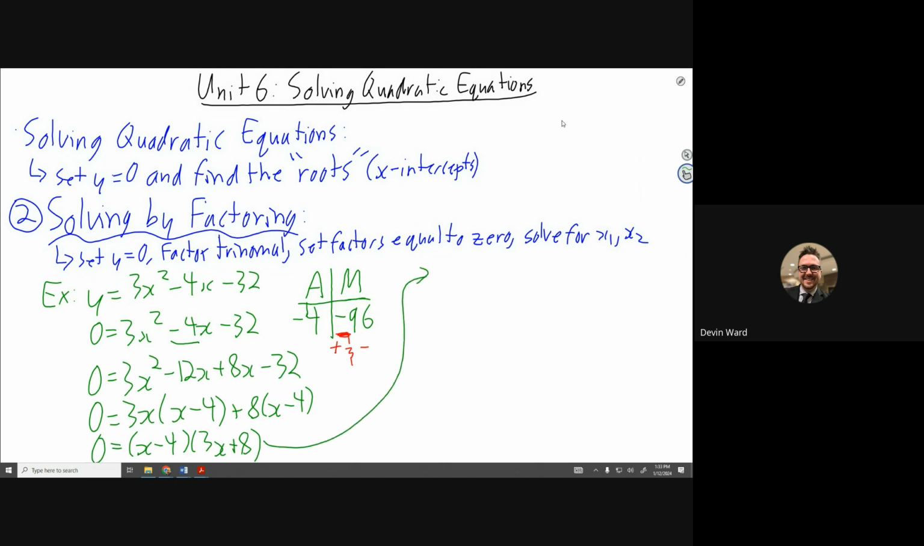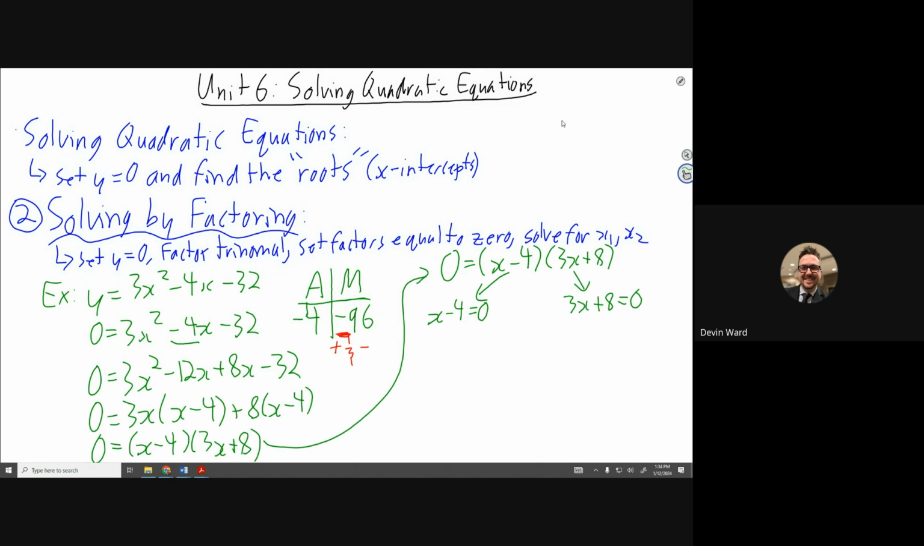I need to set each of these to 0 individually. I'm just going to rewrite this over here. What I do is I set x minus 4 equal to 0, and I set 3x plus 8 equal to 0, because if either of these factors equals 0, whatever x is, the whole equation is going to be equal to 0 because 0 times anything is 0. Same principle for 3x plus 8. As long as 3x plus 8 equals 0, it doesn't matter what the other factor is. It's being multiplied by 0. Therefore, the whole thing equals 0.